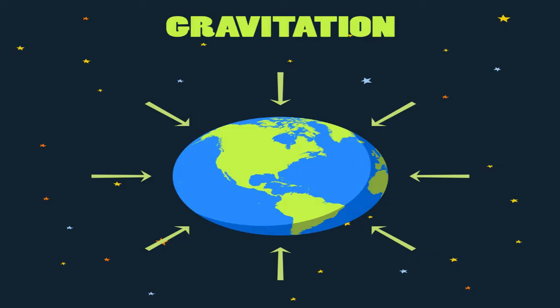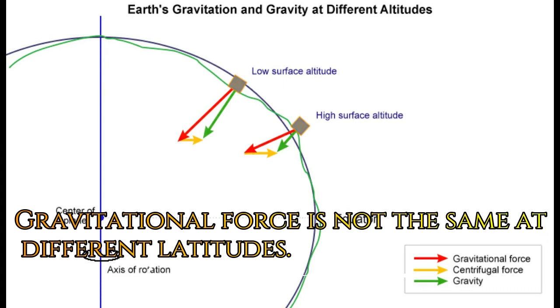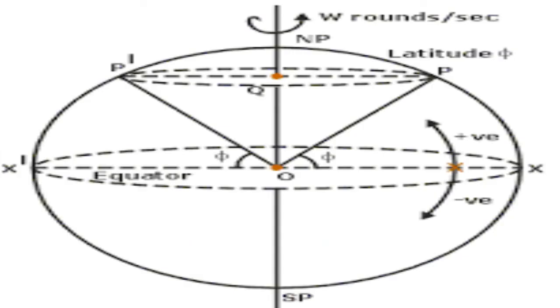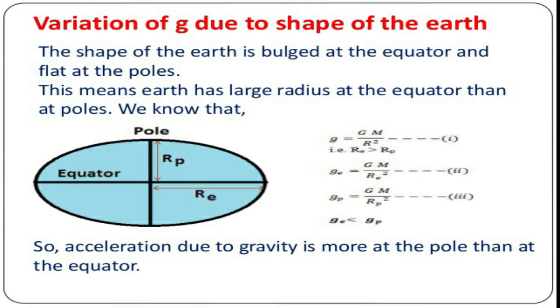Now, coming to gravitation. The gravitation force is not the same at different latitudes on the surface. As we know, the gravitation force is greater near the poles and less at the equator. And what is the reason for this? The reason is that the Earth is not a perfect sphere. It is bulged at its center, so the distance from the center at the equator is comparatively more than at the poles.